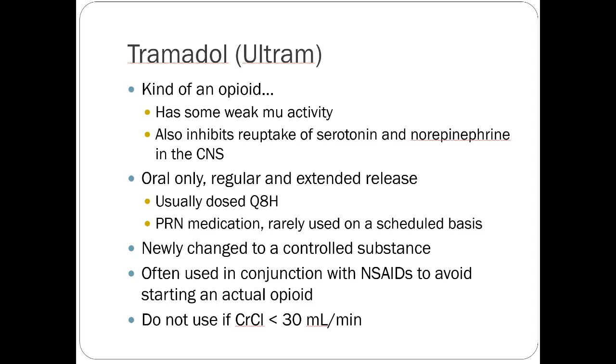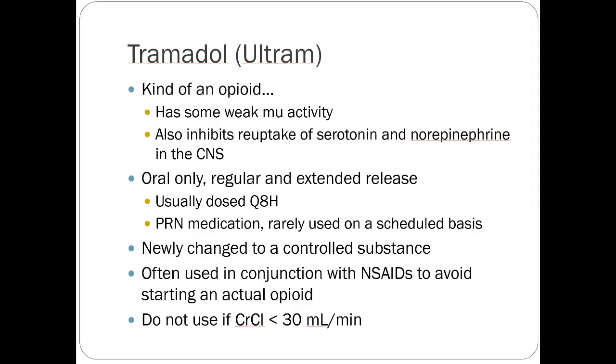Okay, a couple more slides, guys. Bear with me. Ultram, tramadol. Tramadol is kind of an opioid. It has some weak mu activity, but it's more associated with reuptake of serotonin and norepinephrine, kind of like our antidepressant classes. It's oral, it's regular and extended release product, but I don't really see the ER, mostly the regular. It's usually used as needed, and I rarely see this used scheduled.